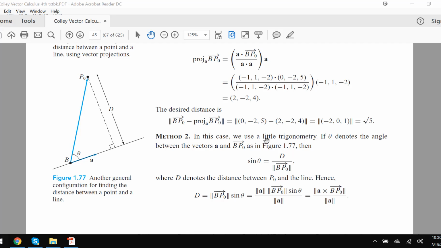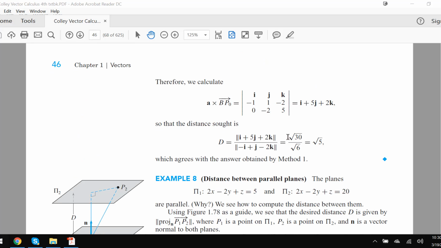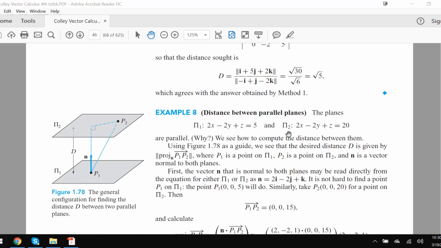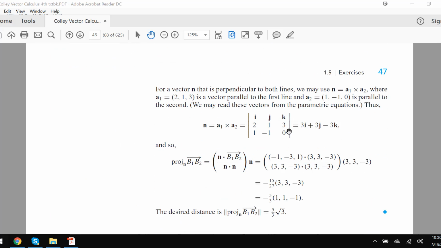And in this case, method 2, they're going to do the same thing. They're going to use trigonometry. So I'm not going to do that one, but you can look at it. Okay, I'm also not going to do example 8, and I'm not going to do example 9.